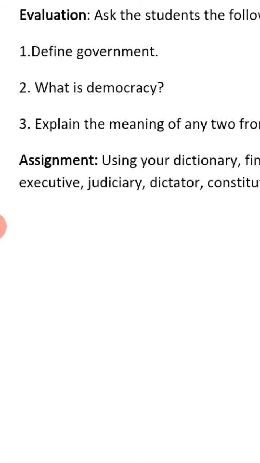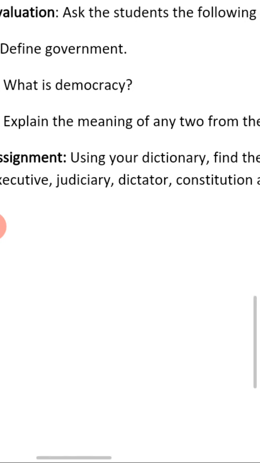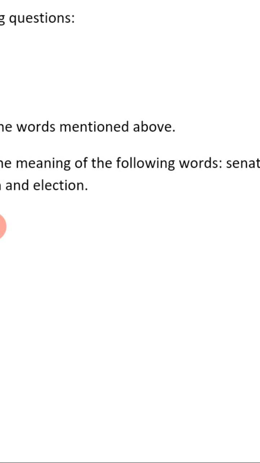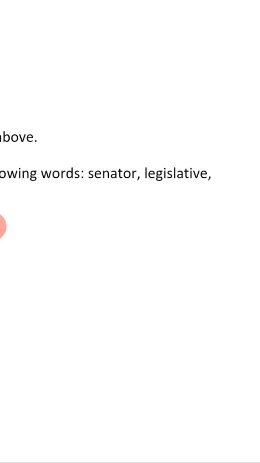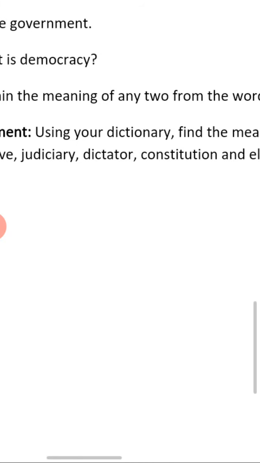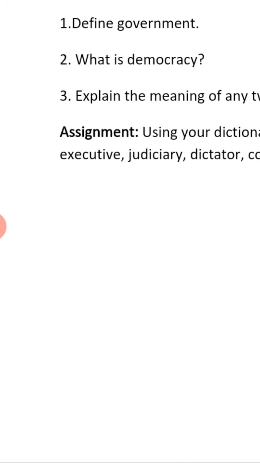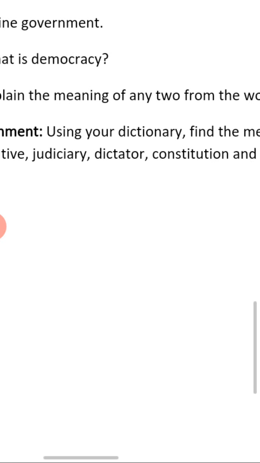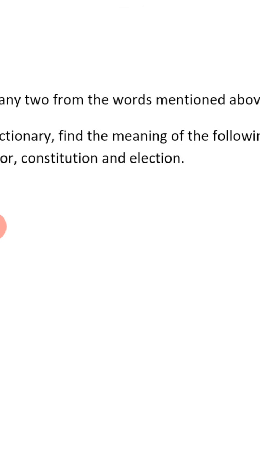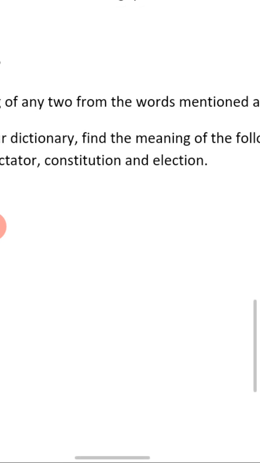And now to the assignment. You are expected to use your dictionary to tackle these questions. The question goes thus: using your dictionary, find the meaning of the following words. We have senator, legislative, executive, judiciary, dictator, constitution, and election.